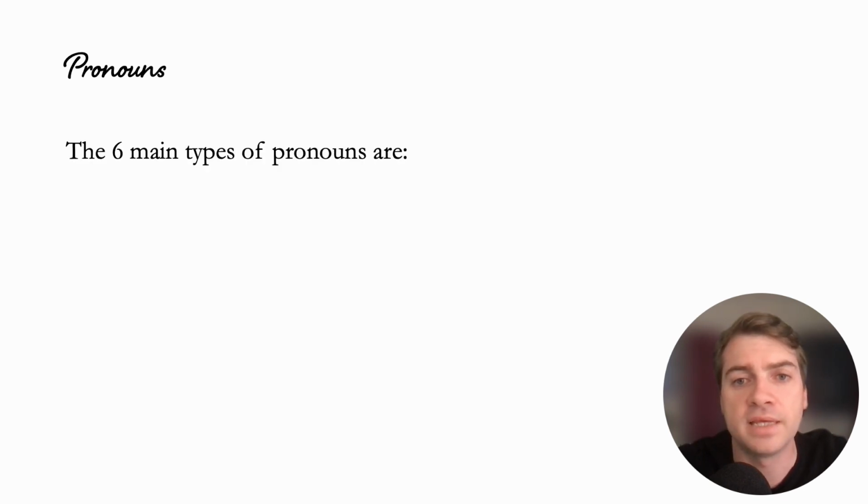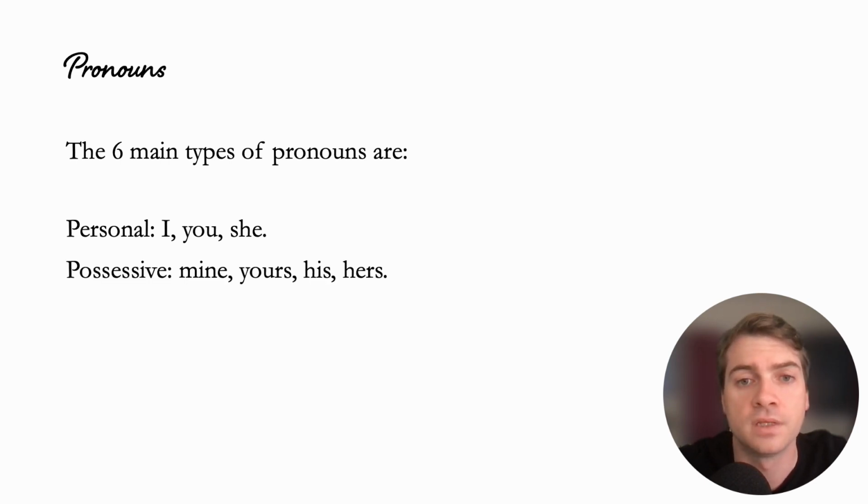Now, the 6 main types of pronouns are personal, like I, you, or she. Okay, these are pronouns that replace the name of a person. Possessive, these are pronouns that show you that someone possesses something. Okay, so like mine, yours, his, hers. Then we have reflexive. So these are for talking about the same noun twice. So like I told myself or she gave herself, right?